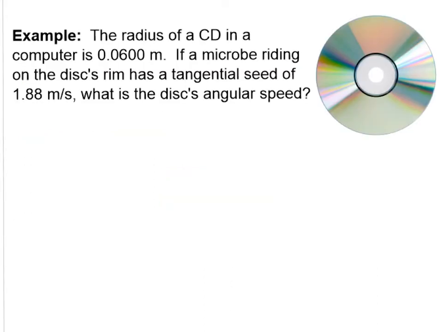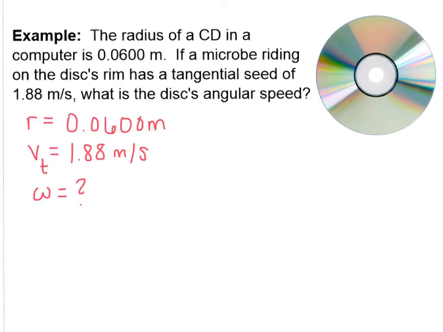Let's try an example where we use this equation. Let's say we have a CD, and the radius of that is 0.0600 meters. We have, say, a little microbe, a speck of something riding on the disk's rim at the edge. It has a tangential speed of 1.88 meters per second. What is the disk's angular speed?